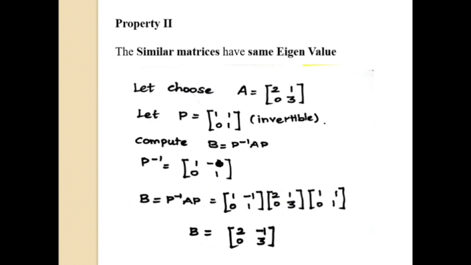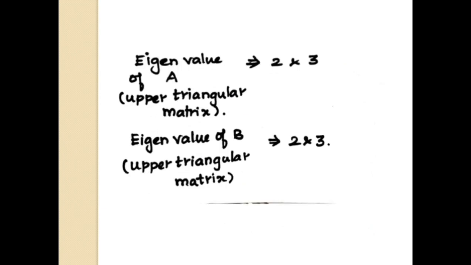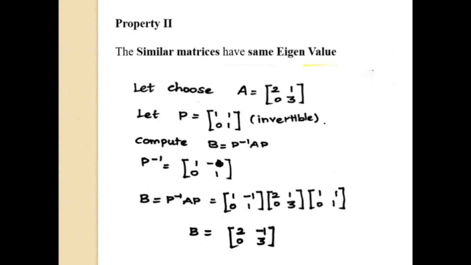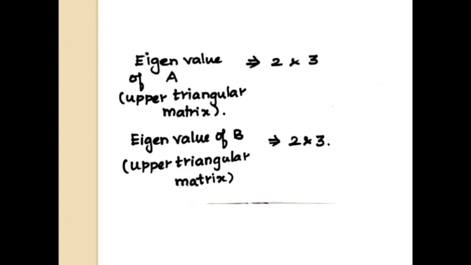Now, I have to show that the matrix A and the matrix B have the same eigenvalues. The matrix A is an upper triangular matrix and its eigenvalues are 2 and 3. And B is also an upper triangular matrix and the eigenvalues of B are also 2 and 3. Therefore, similar matrices have the same eigenvalues.